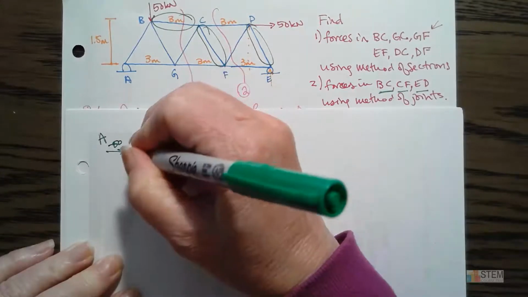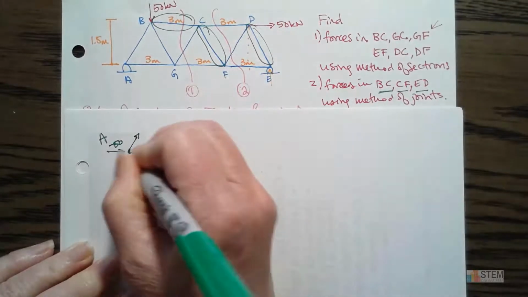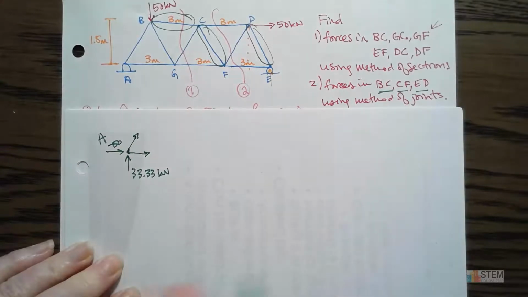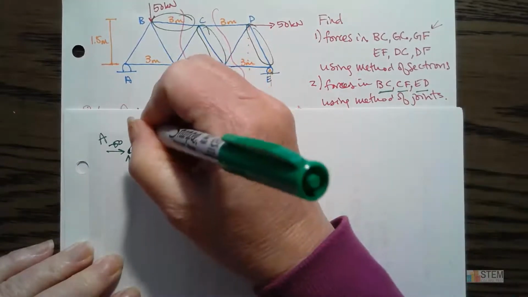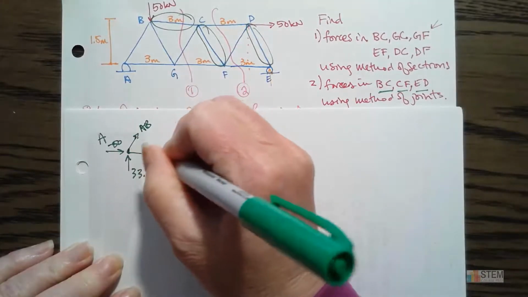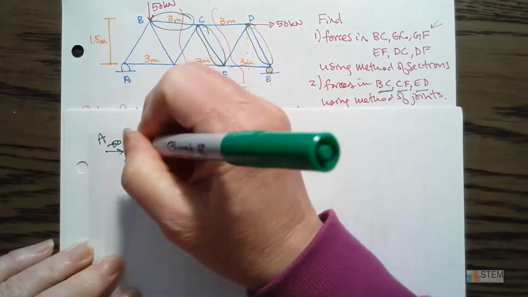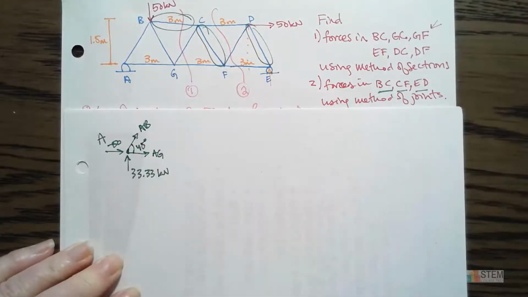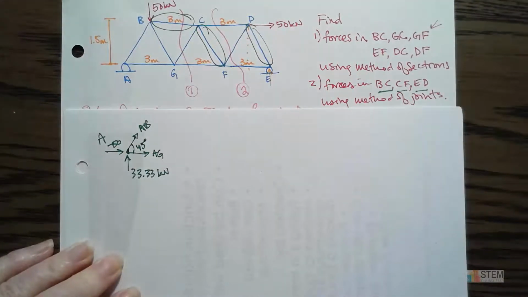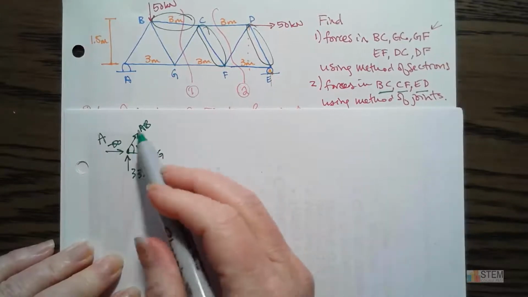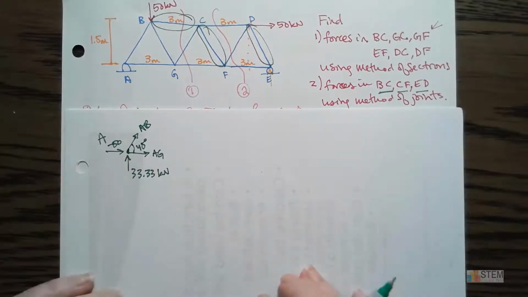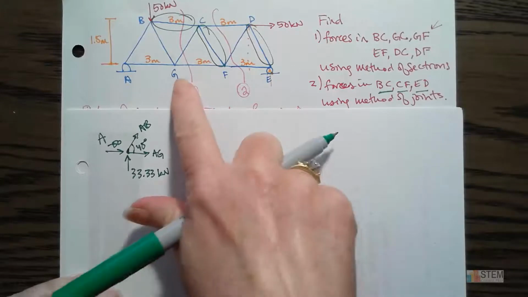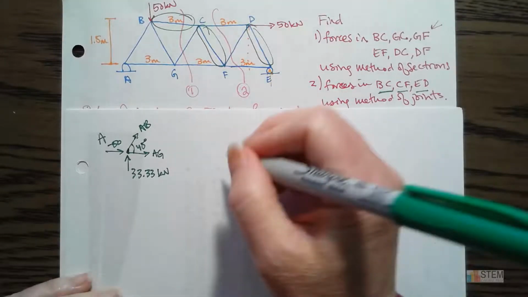So I need to draw those forces, and I'm going to always draw them going out of the joint, because then we can use that same sign convention that we used before, right? So positive is tension, negative is compression. We can only do that though if we always assume they're going out. Okay, so that's A, and then now let's go to G.